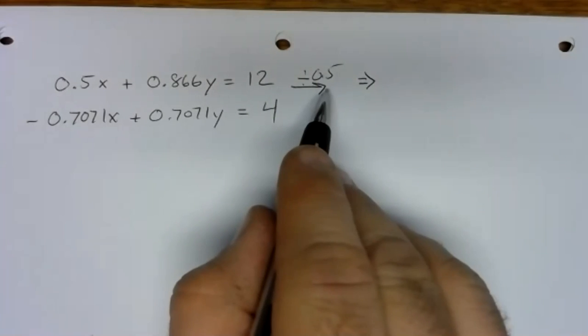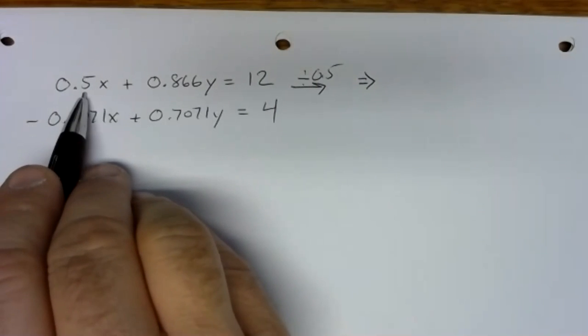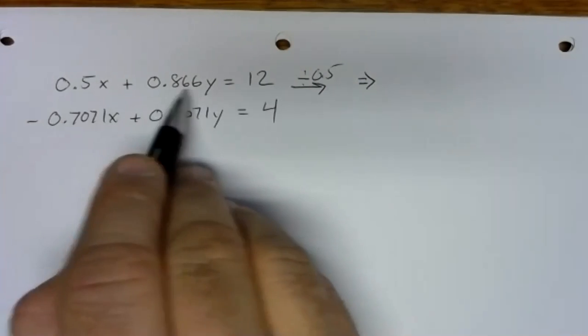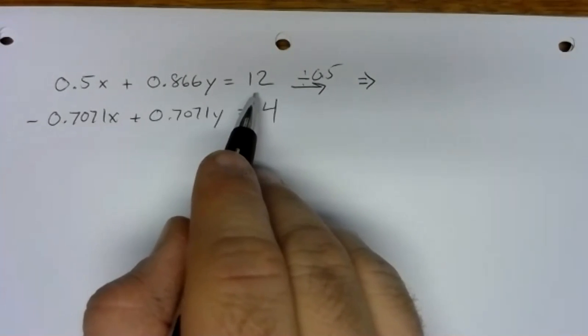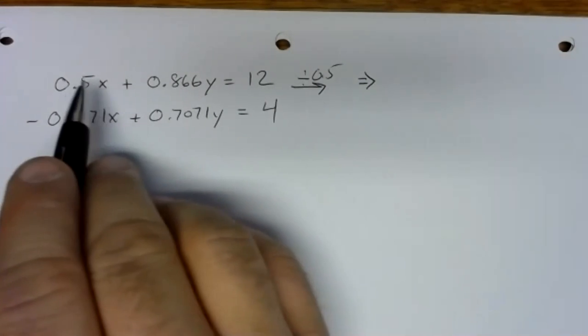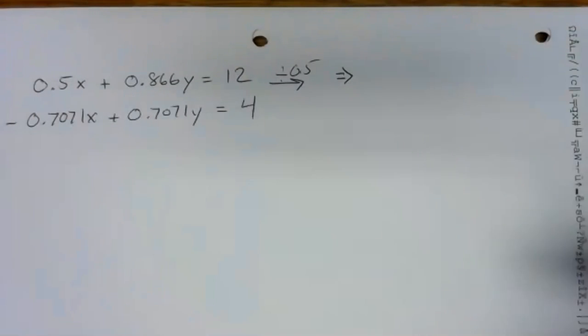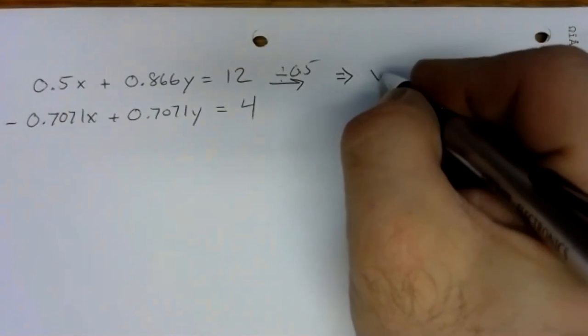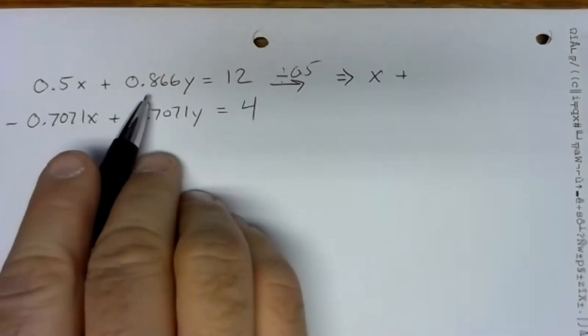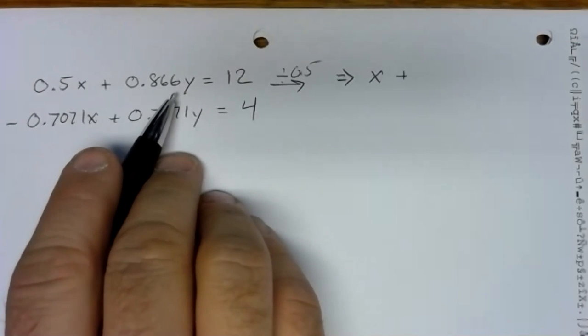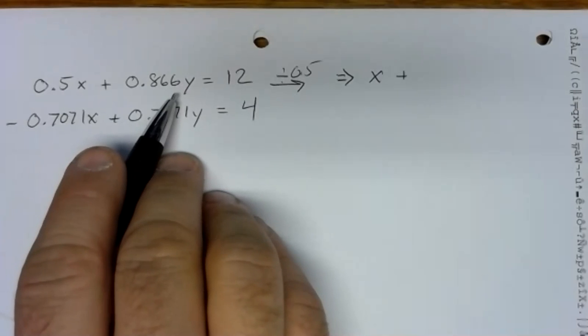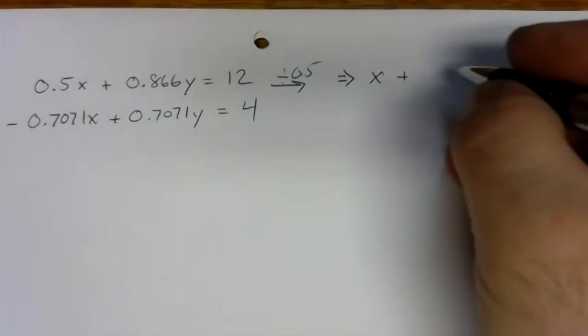When you divide through, you're going to get a nice coefficient for x. It's going to be 1. The other coefficients may not be as nice, but we don't really care so much about those yet. So we want to make that coefficient in front of x 1. If I divide 0.5x by 0.5, I'm going to get x. If I divide 0.866 by 0.5, I should get 1.73, I think. 0.866 divided by 0.5. Yep, 1.732.